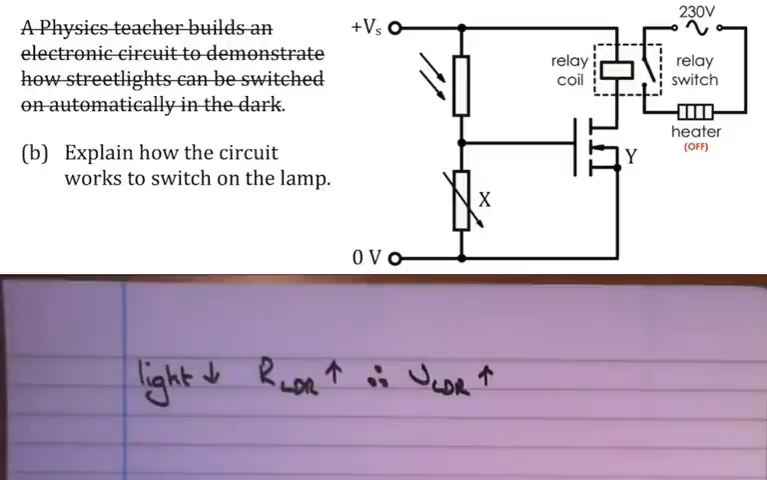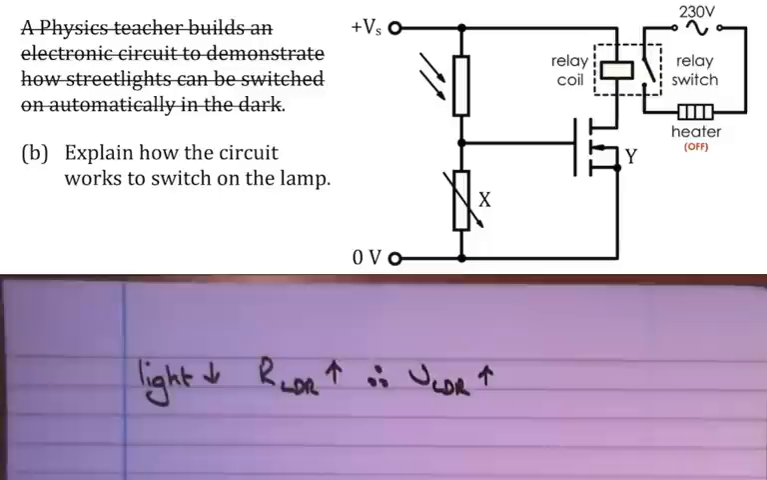It says a physics teacher builds an electronic circuit to demonstrate how street lights can be switched on automatically in the dark. This circuit wouldn't switch on in the dark. It would now switch on when it becomes light. So that's important to know. If you switch the two components, the circuit's going to do the exact opposite.